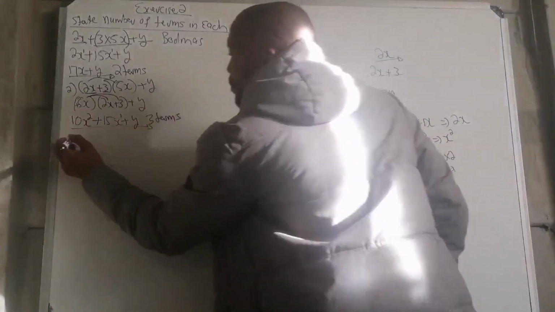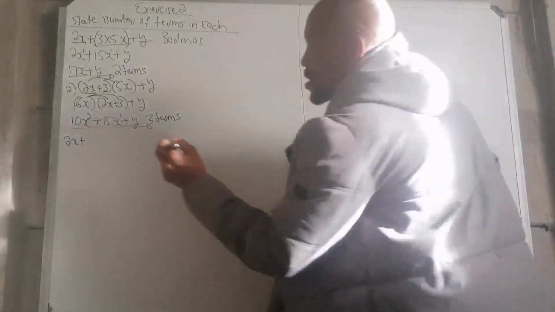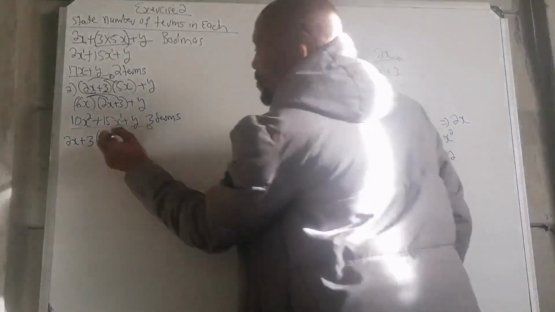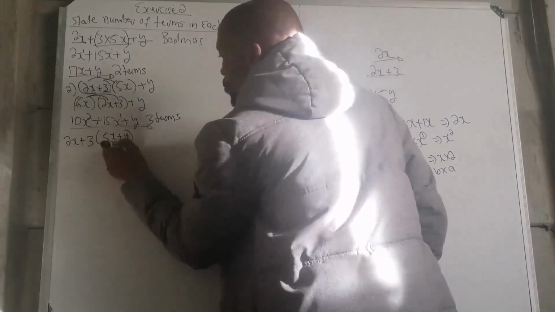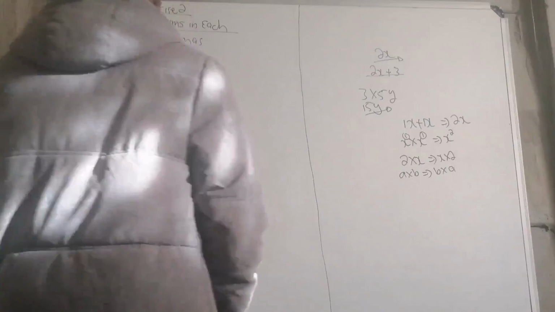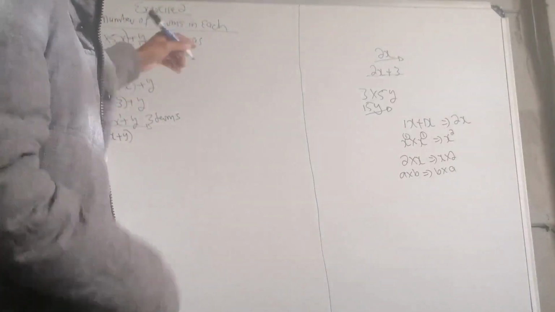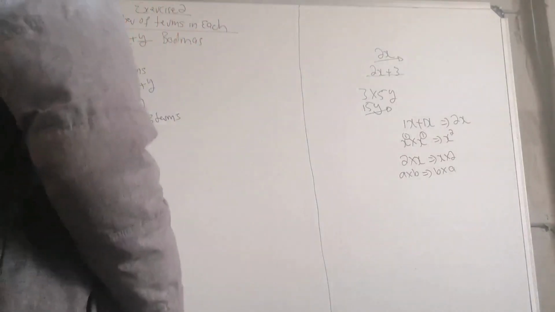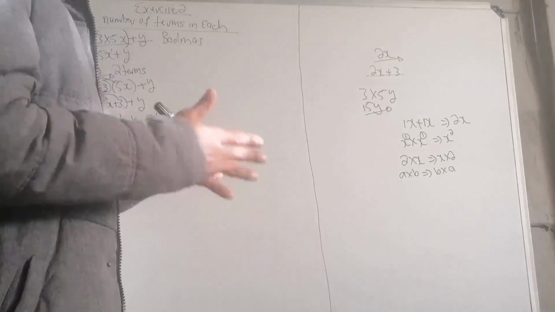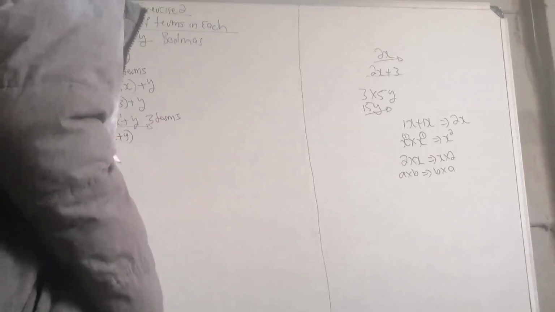Now here is a problem. They say 2x plus 3, and then they open up a bracket and you have 5x plus y. They want to find out how many terms are here. Because now you have the brackets, you must remove the brackets by multiplication. And you know the number that is closer to the bracket has to multiply everything that is inside of the brackets. That's just one thing.